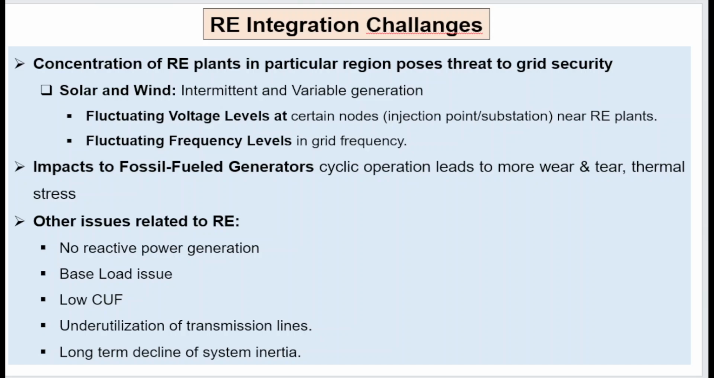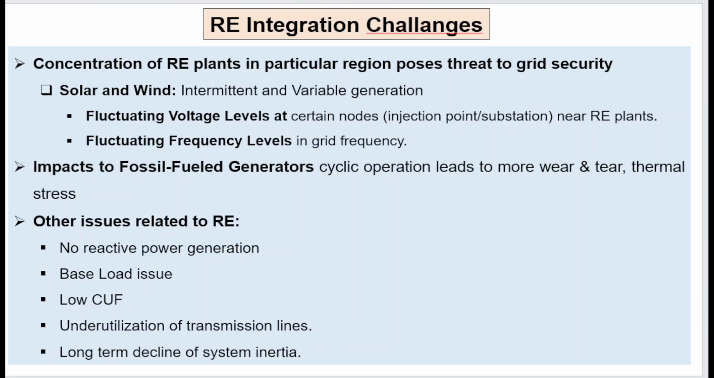So what happens is that due to this fluctuating solar and wind, the voltage levels as well as the frequency levels of the generated electricity vary, they fluctuate. This can trigger a blackout, or this can trigger auto shutdown. So it poses a threat to the grid where it is connected. Concentration of RE plants in a particular region poses a threat to the grid security. There is a recent incident which happened in Rajasthan, which I will discuss in some other lecture, where a lot of the grid was blacked out due to this large RE.